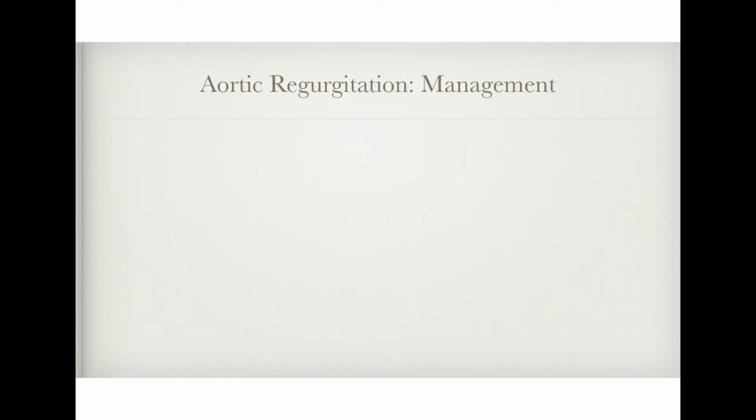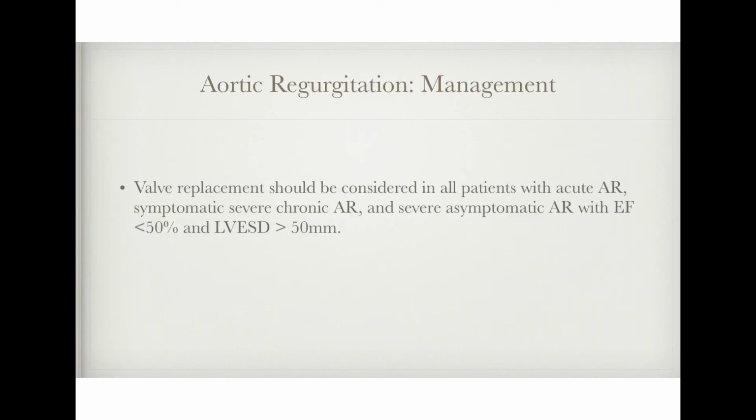For the management of aortic regurgitation, you should consider valve replacement in all patients with acute aortic regurgitation, as often these are surgical emergencies, patients with symptomatic severe chronic aortic regurgitation, and severe asymptomatic aortic regurgitation if their ejection fraction is less than 50 and their left ventricular end systolic diameter is greater than 50. So essentially, patients with poor EF and dilated left ventricles should be considered for surgery even if they're asymptomatic.